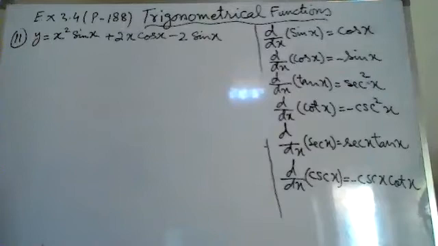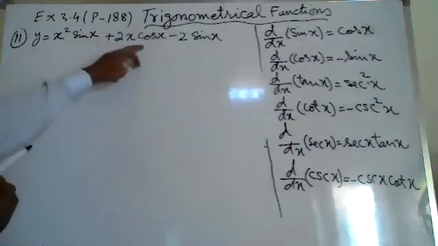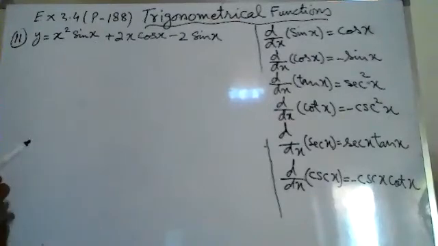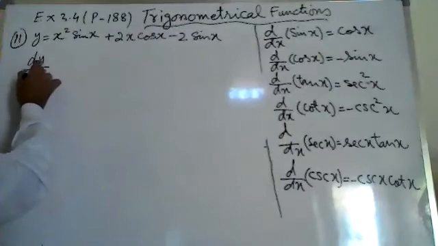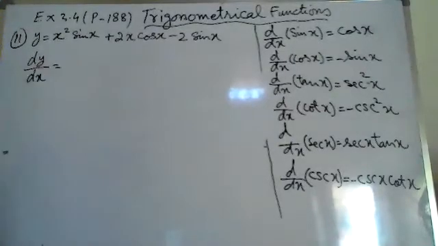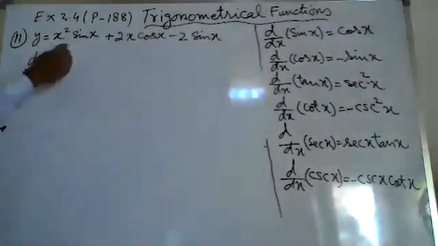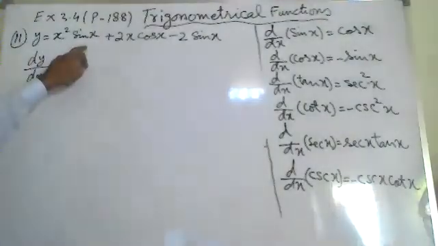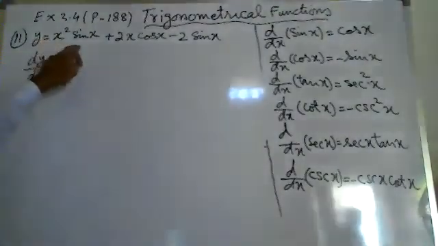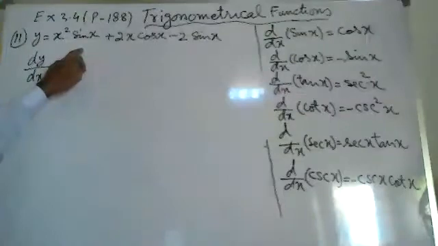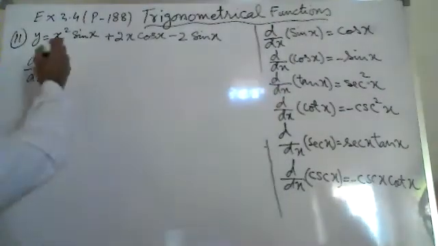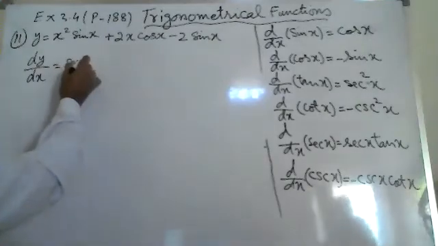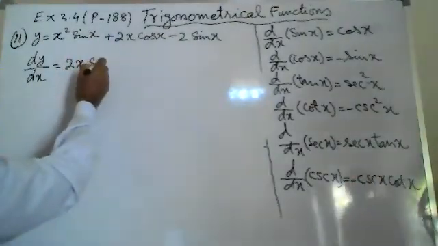So we have to take the derivative of this one. Y is equal to x square sin x plus 2x cos x minus 2 sin x. So dy upon dx. In the first term, there are two functions, x square and sin x. So we will use the formula u into v. So derivative of x square will be 2x into sin x will remain as it is.